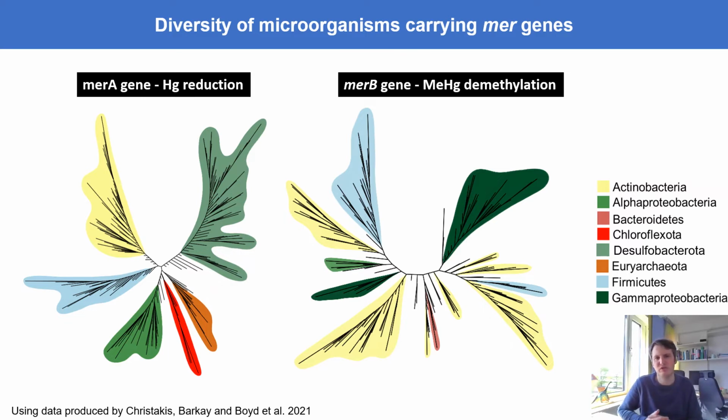designed a phylogenetic tree, similarly to what we did with hgcAB genes, and you can see that the diversity of microbes possessing merA and merB genes is slightly different, with quite a lot of actinobacterial genes, actually, for merB-carrying microbes. And you can see that there is a reasonable amount of Desulfobacterota, Alphaproteobacteria, and Gammaproteobacteria having those genes, as well as Firmicutes and Chloroflexota.